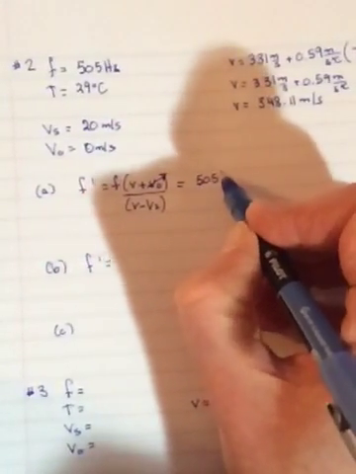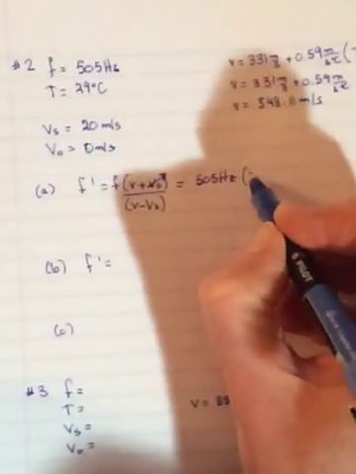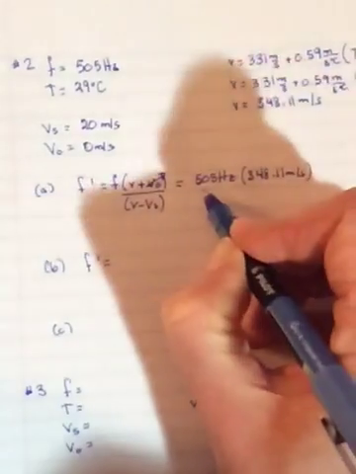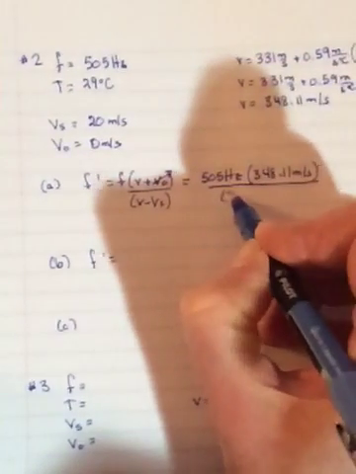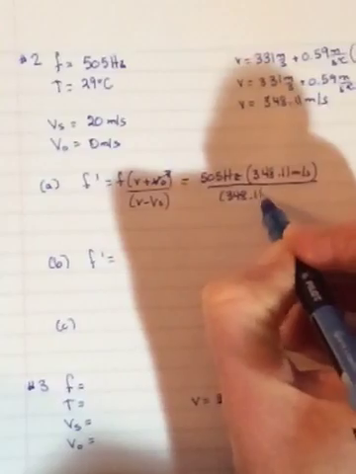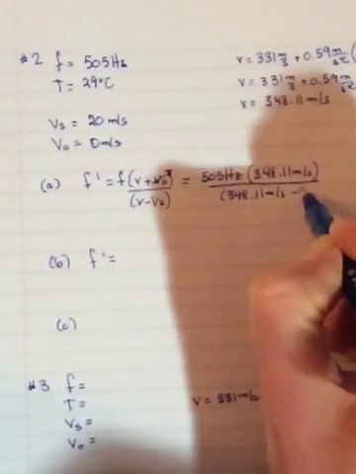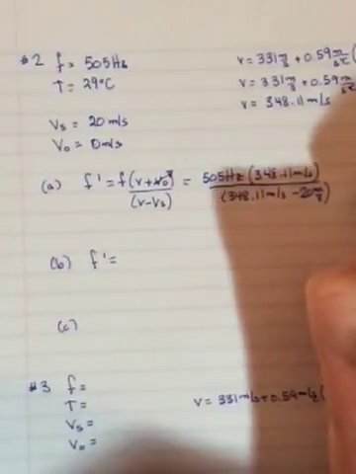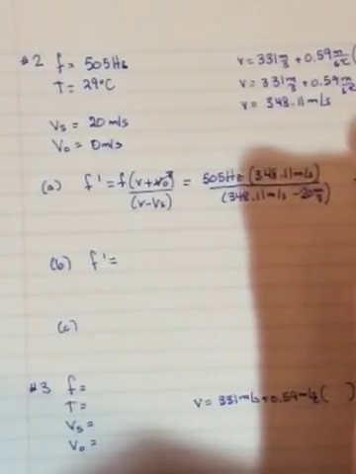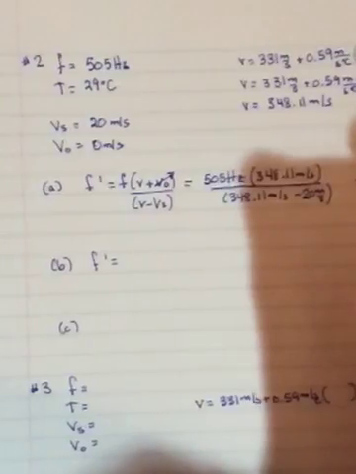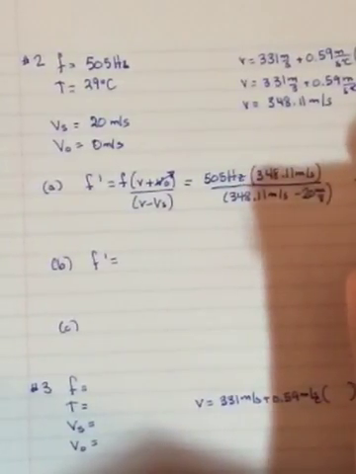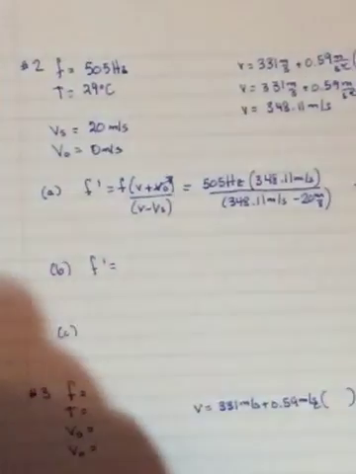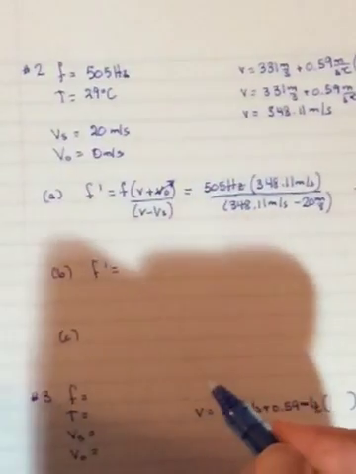So this is going to be 505 hertz times the speed we just found, 348.11 meters per second, divided by, on the bottom, 348.11 meters per second minus the 20 meters per second. And then you punch that in your calculator and you find out that the apparent frequency that the observer will hear is 535.78 hertz. Okay, try it to make sure that you can get it. Then we go on to part B.